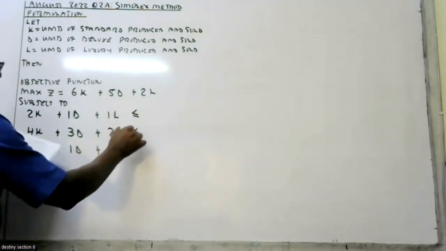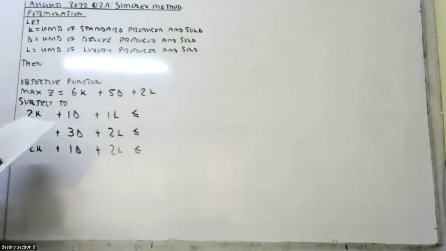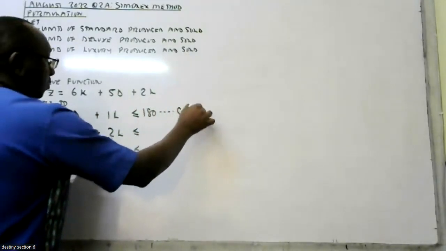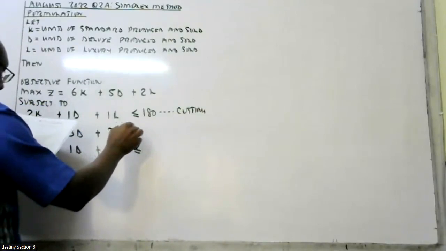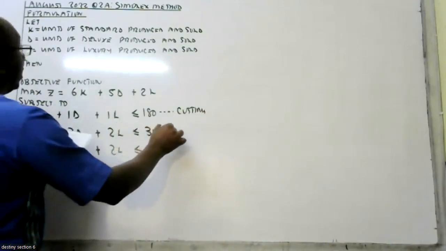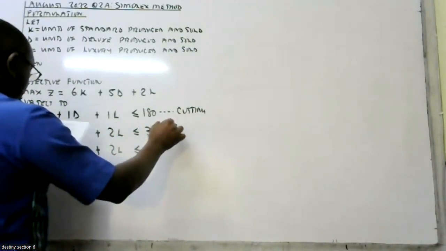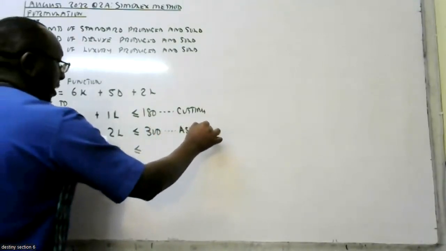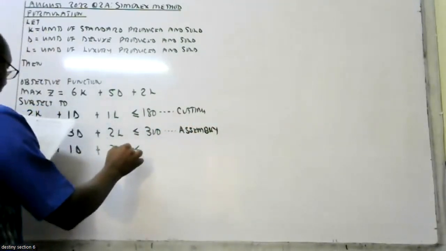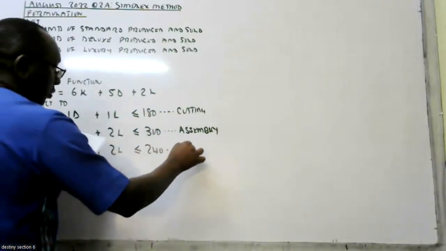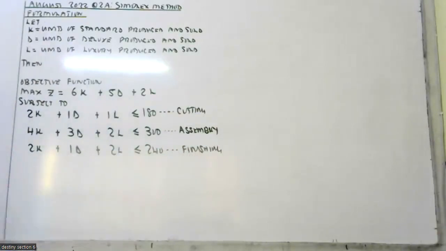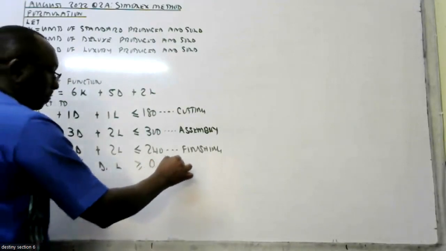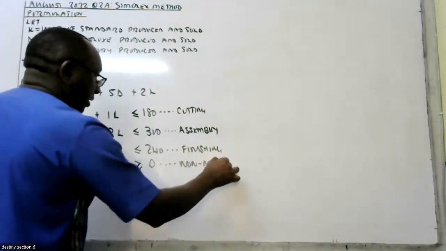Now this should be less than or equal to the hours in cutting, which are 180. Then we have 300 in assembly. And then this is 240 in finishing. And obviously we have been saying K, D, L is greater than or equal to 0. This is non-negativity.